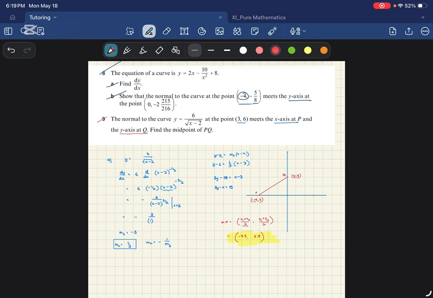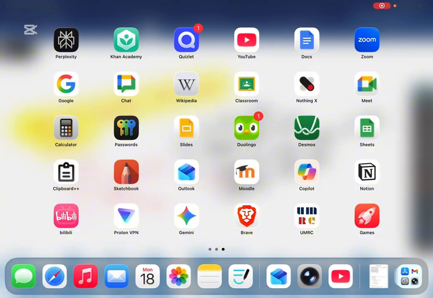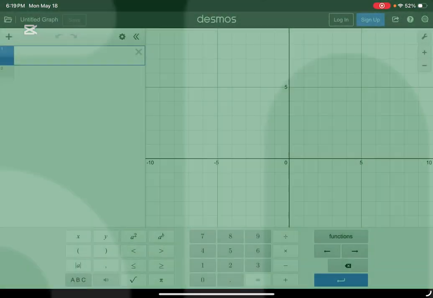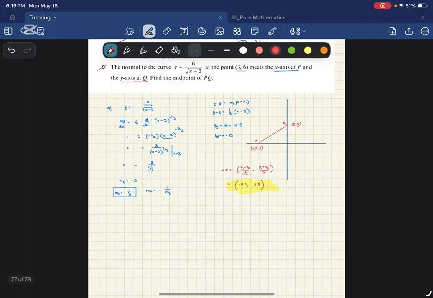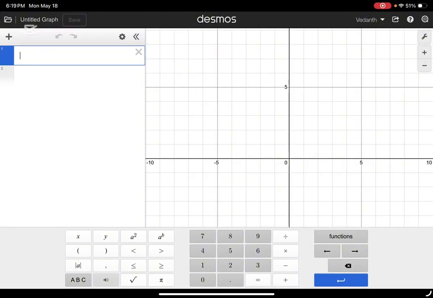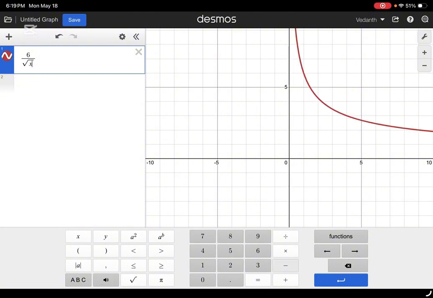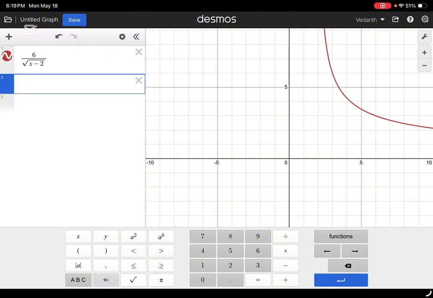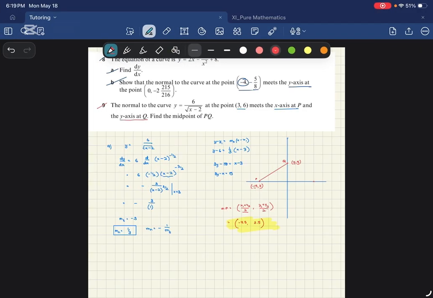Alright. So now before I move on, let me just show you something very quickly. So let's go to Desmos. And we are going to plot this function, 6 divided by square root of x minus 2. And now let's plot the normal line, right?